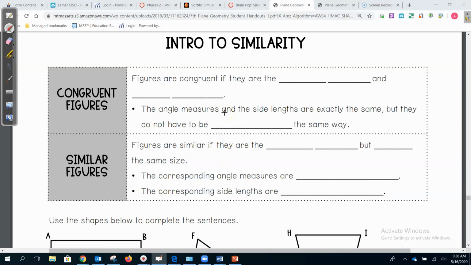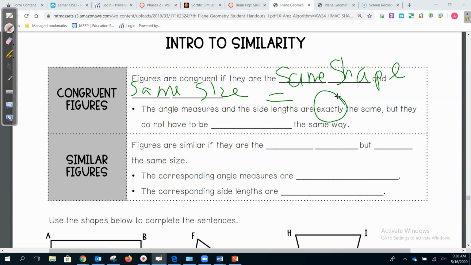So, congruent figures are the same shape. Sorry, y'all, this is so messy. And they are also the same size. So they are exactly the same. Same size, same shape. Congruent. Remember, congruent means equals. The angle measures and the side lengths are exactly the same.